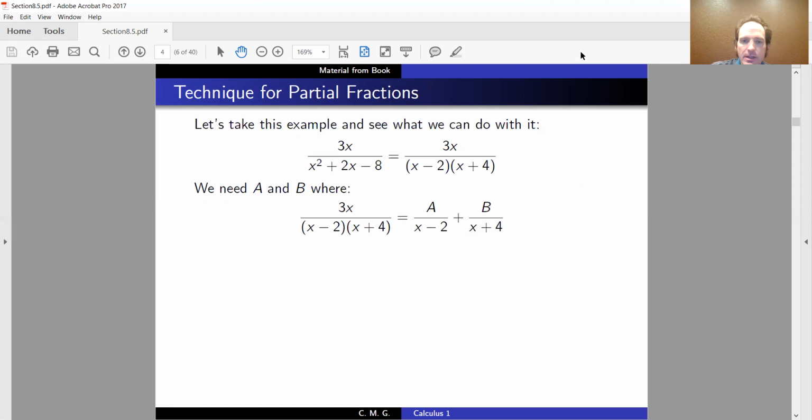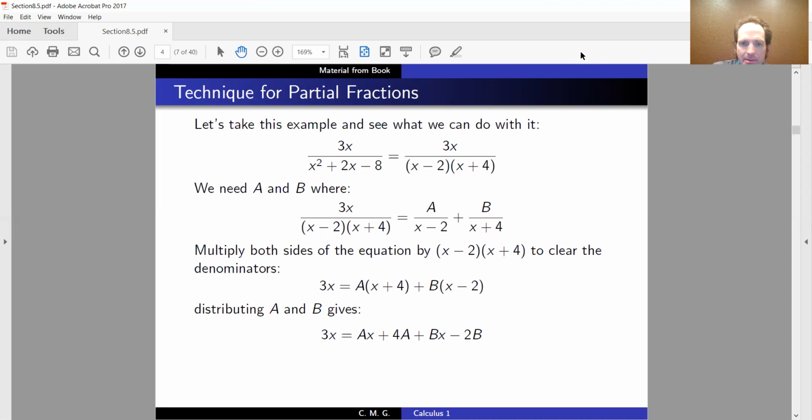I said the trick is going to be the same as it was before, which is just to multiply by the denominator on both sides. And you'll notice the x plus 4 survives when I multiply by the a, and the x minus 2 survives when I multiply by the b. So I distribute all of this through. I get ax plus 4a, bx minus 2b.